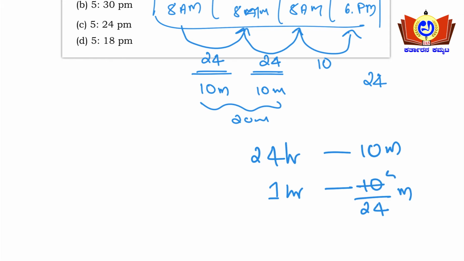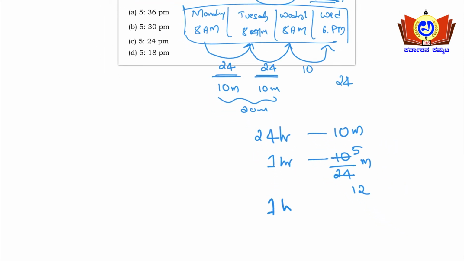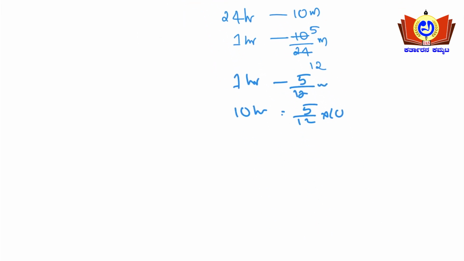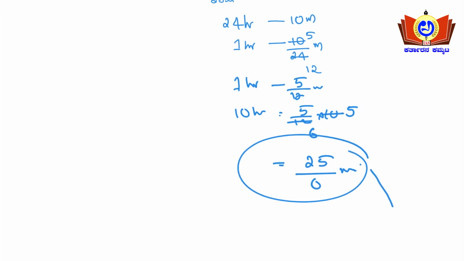So 2 5s are 10, 2 1s are 2, and 2 2s are 4, so 5 by 12 minutes is the error for 1 hour. So for 10 hours, 5 by 12 into 10, so 2 5s are 10, 2 6s are 12, 5 5s are 25, so 25 by 6 minutes is the error here. Okay, see friends, actually this can also be further simplified, right?